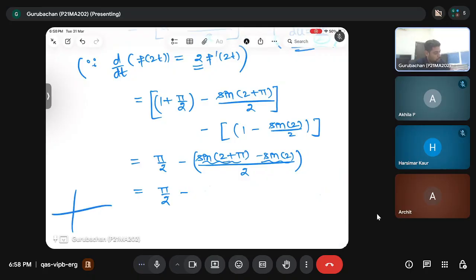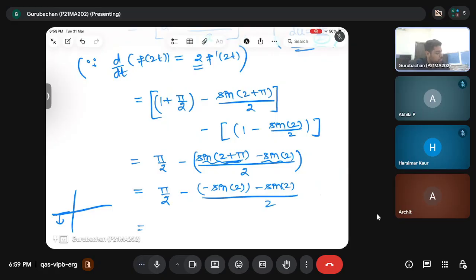If you observe, what is this angle? Pi plus 2. So this is pi plus 2, which means you are going to fall in the third quadrant. In the third quadrant, is sine positive or negative? Negative. So this will give you minus sine of angle 2. And there was already minus sine 2 divided by 2.